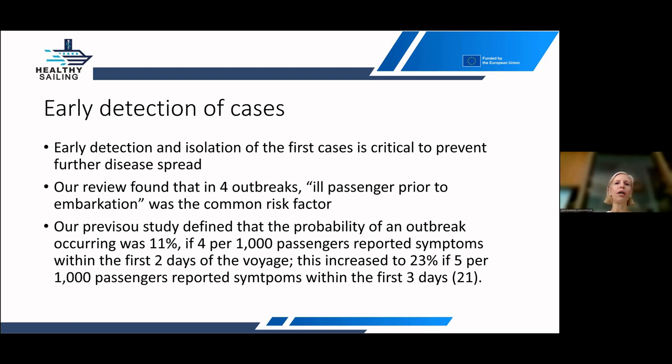Early detection of cases, as we understand, is very important. Our review found that in 4 outbreaks, an ill passenger prior to embarkation was a common risk factor. So screening when embarking is an effective measure, but again, we rely on how honest the passenger will be in reporting symptoms at embarkation. If we have a way to detect such cases early, probably we will prevent large outbreaks. And this we can see in relation to the results that I presented in the previous table, where the higher the number in the first days of the cruise, the higher the probability of having an outbreak.